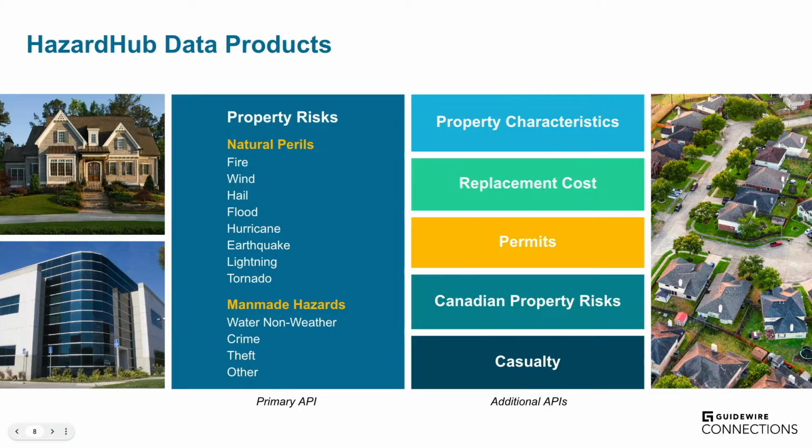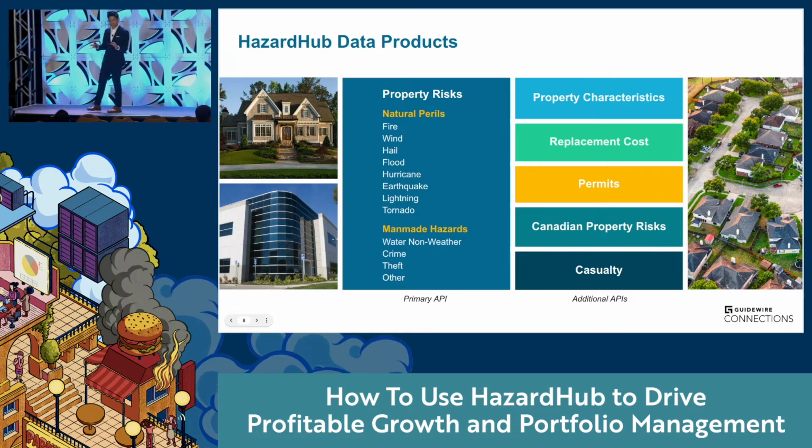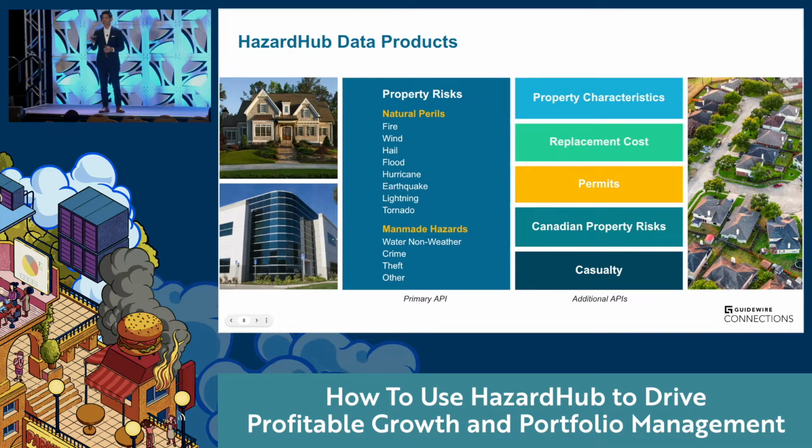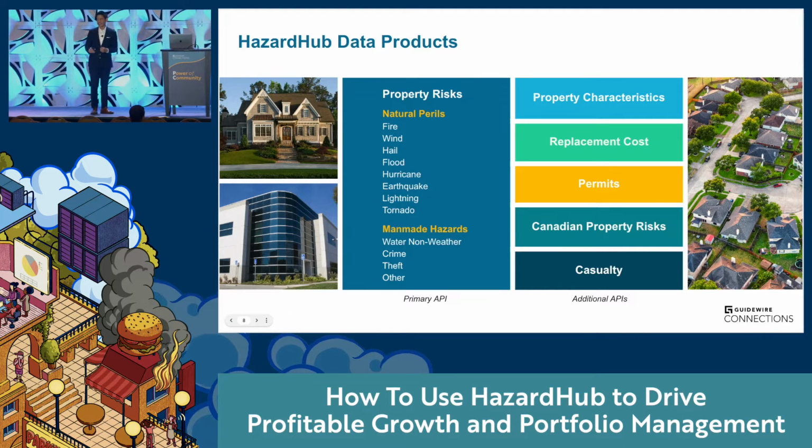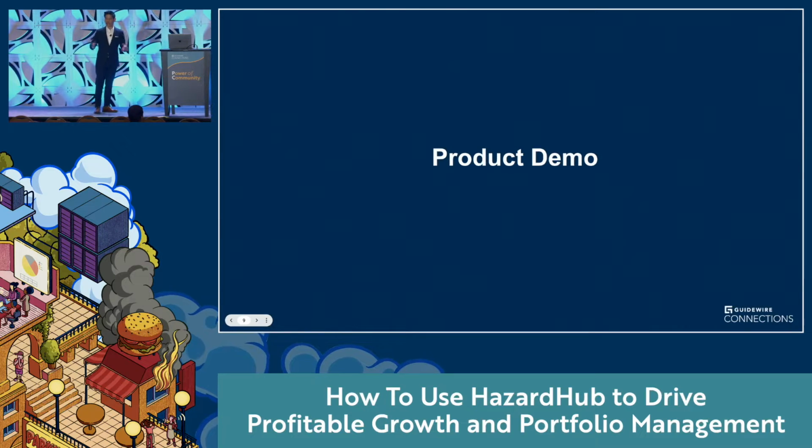Here's a simplified view of all the data that we offer. We have 1,400 plus data points. It's too many to list on the slide. We've packaged all of our data points into 6 data products. They are property risks, property characteristics, replacement cost, permits, Canadian property risk, and casualty data. For property risk, we package all our natural perils and man-made hazards to you under one API call. So there's 950 data variables in that API call. To make this more real, what I'd love to do now is to show you the product.